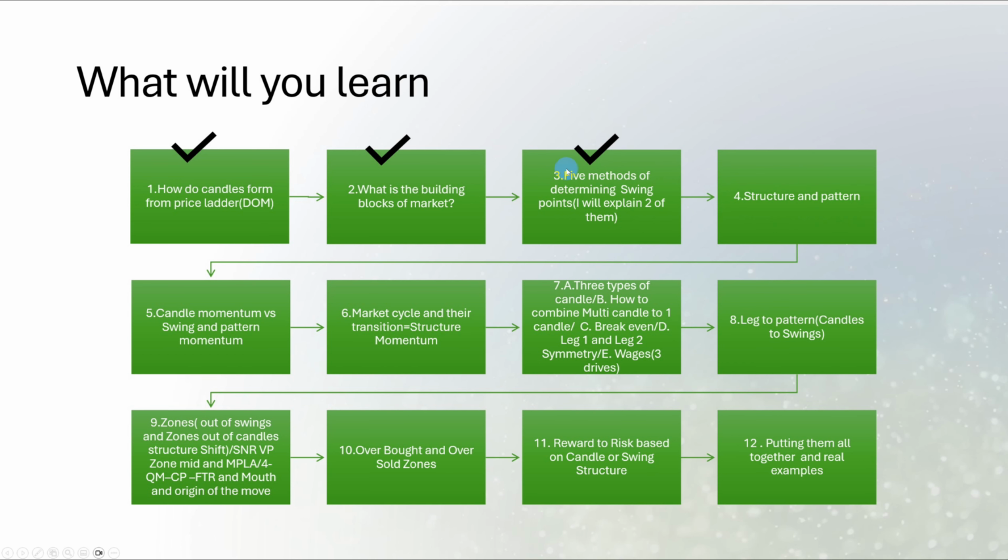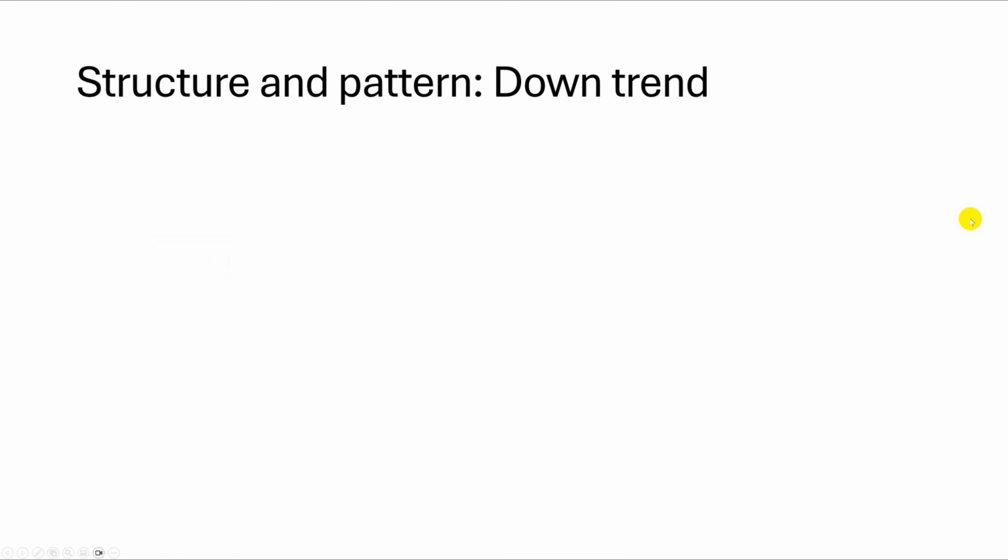Now that we have learned how to define swing points, especially the last method, that is the best one, we're going to use it to determine our structure and pattern type. So we can have a downtrend, uptrend, sideways ones, or choppy ones. This diagram shows how this downtrend happens.